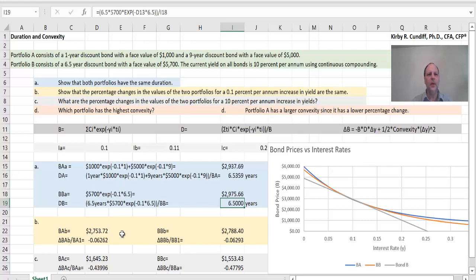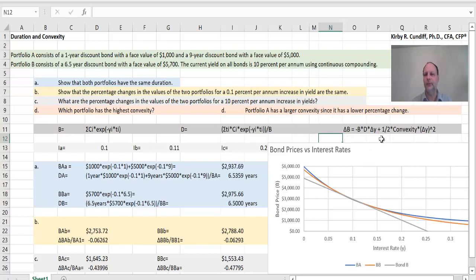For part B, show that the percentage changes in the values of the two portfolios for a 0.1% per annum increase in yields are the same. Well, one of the purposes of duration is to match the duration of assets and liabilities for a bond portfolio, or for example, for a bank. And that is why this equation was developed in the first place.